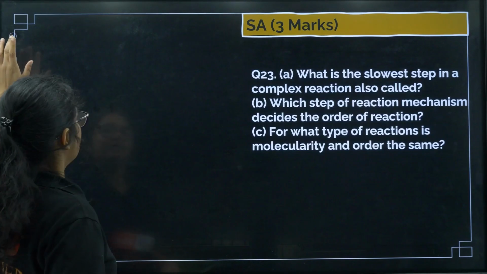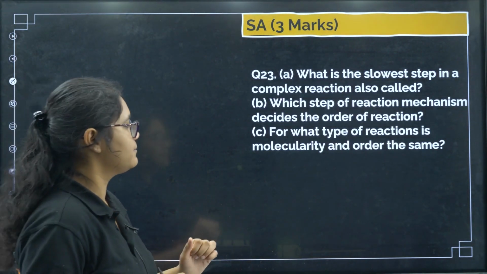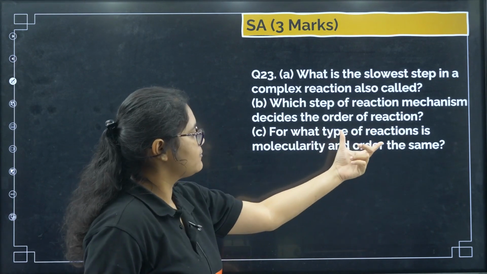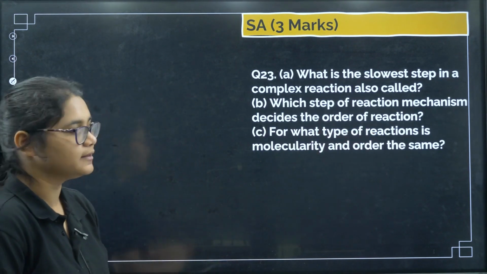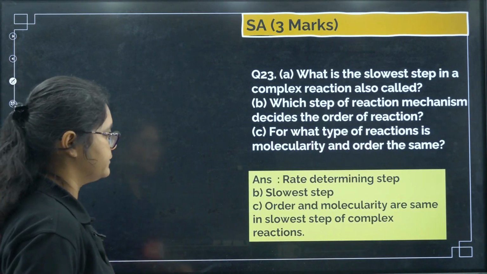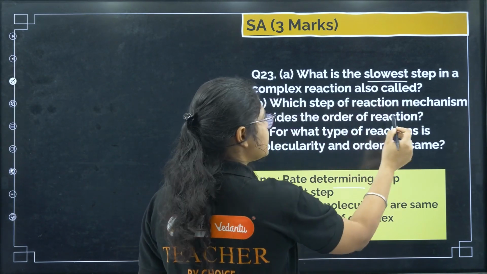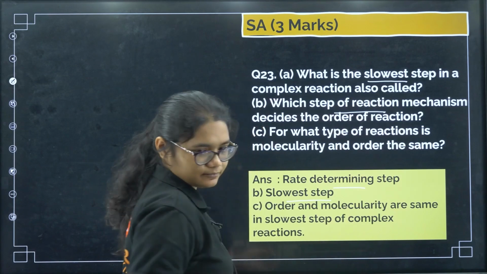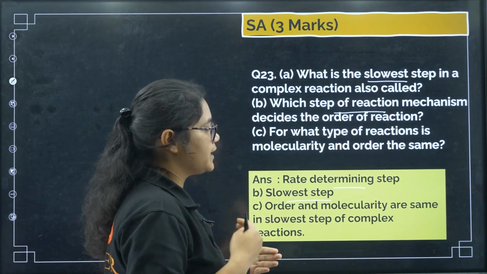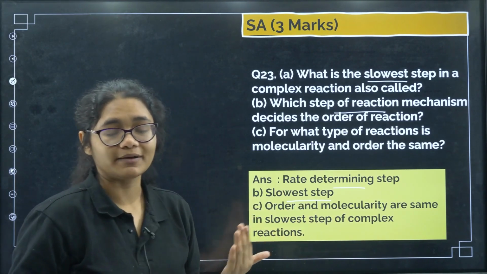Okay. Next, the slowest step in a complex reaction is called the rate determining step. Which step of the reaction decides the order of the reaction? The slowest step. For what type of reaction are molecularity and order the same? In the case of elementary reactions. Which is the slowest step? The rate determining step. Which is the rate determining step? The slowest step. Opposite type questions. Next, for what type of reactions are the molecularity and order the same? Order and molecularity are the same for the slowest step of a complex reaction. Clear?